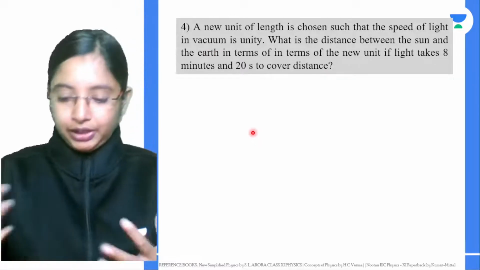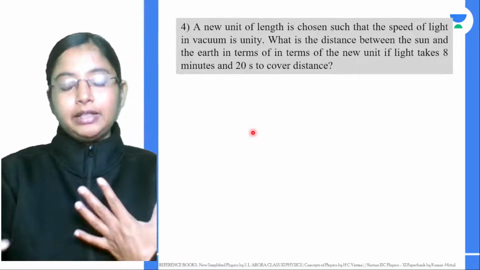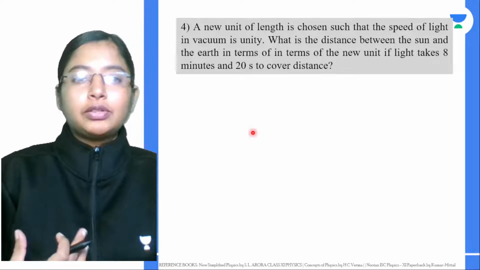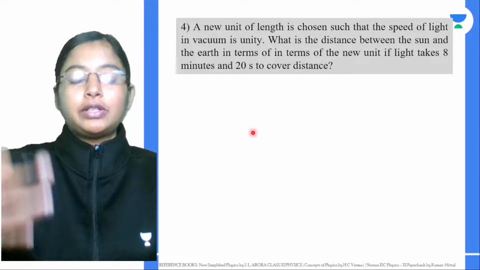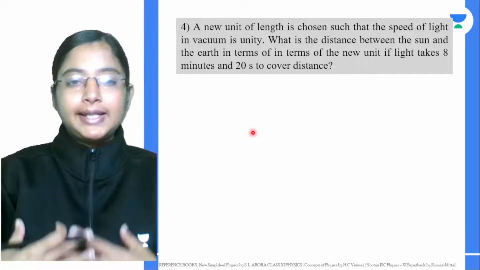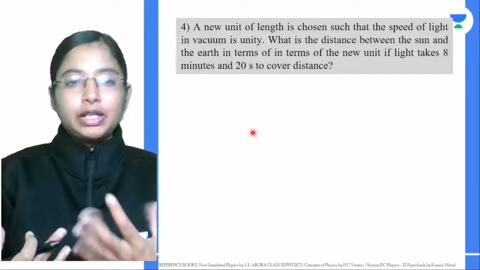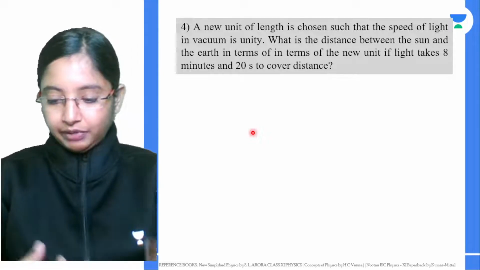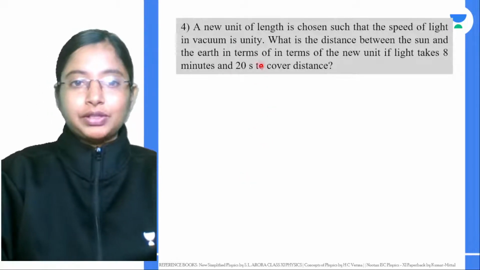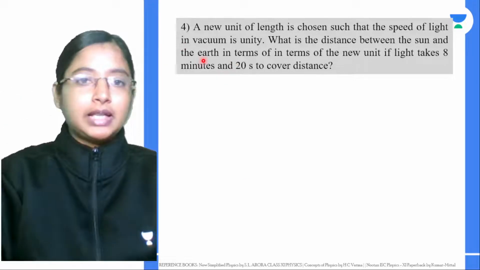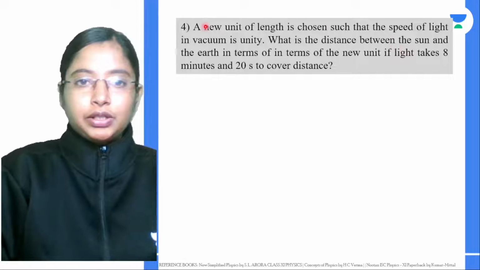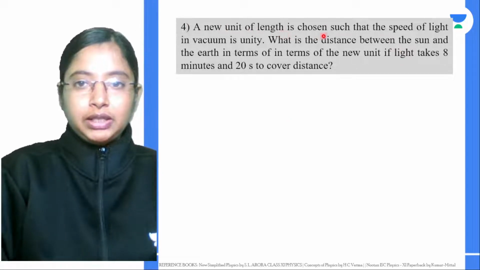Okay, so actually the light from the Sun takes about 8 minutes to reach us. Whatever light we are seeing right now, that is emitted from the Sun, we are seeing it 8 minutes later, from when it left the Sun's surface. Here, a new unit of length is chosen such that the speed of light in vacuum is unity.